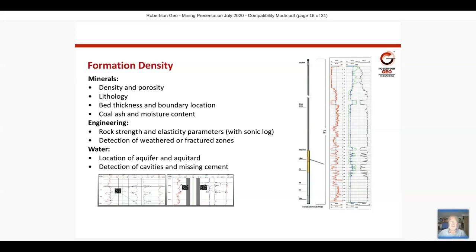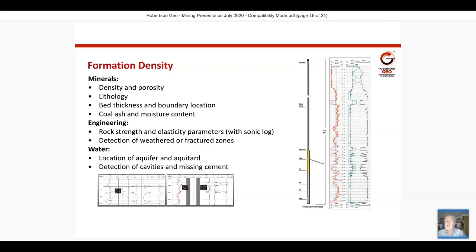So this is one of the tools that requires a nuclear source, a radioactive source. And if you look at the image of the probe on the right, you can see the arm, the caliper. So that arm is in contact with the borehole wall and can be deployed or retracted from surface.